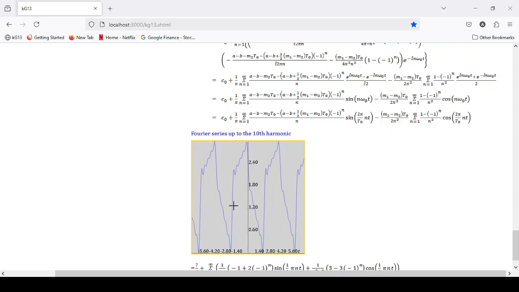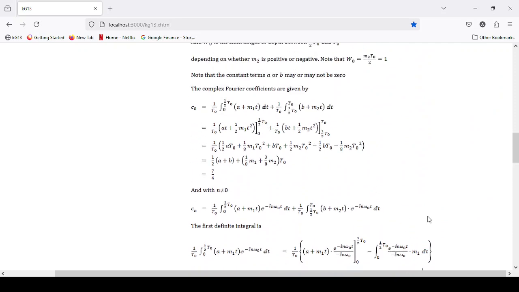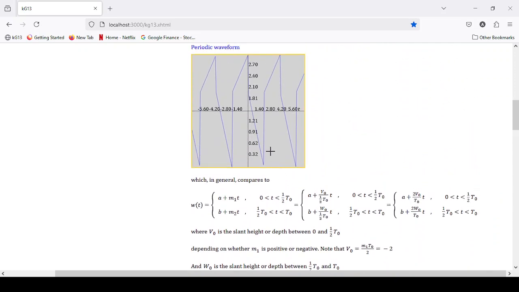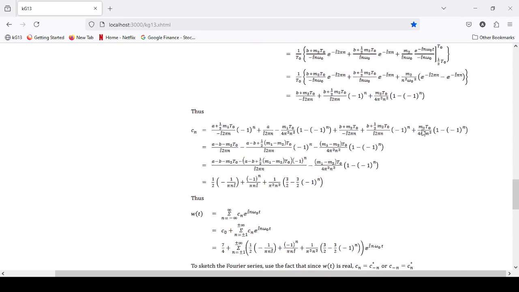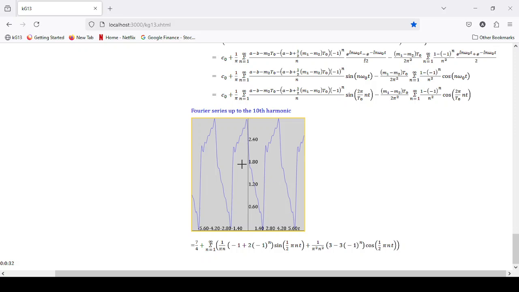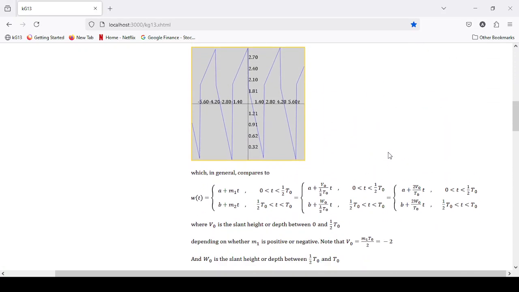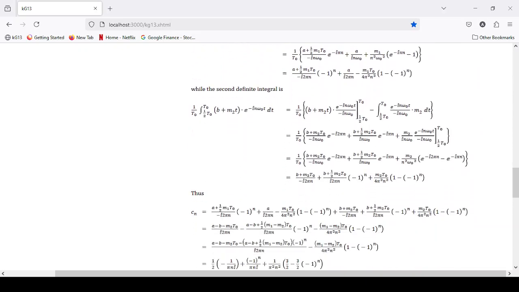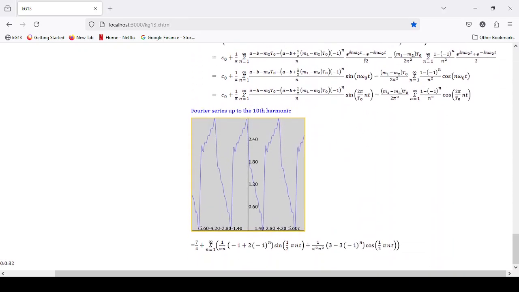Now if we compare this graph with the one at the top, you see they look not so different from one another, right? So this Fourier series up to the 10th harmonic is quite a good approximation to this periodic waveform over here. Obviously, the more harmonics we use, the better the approximation will be.